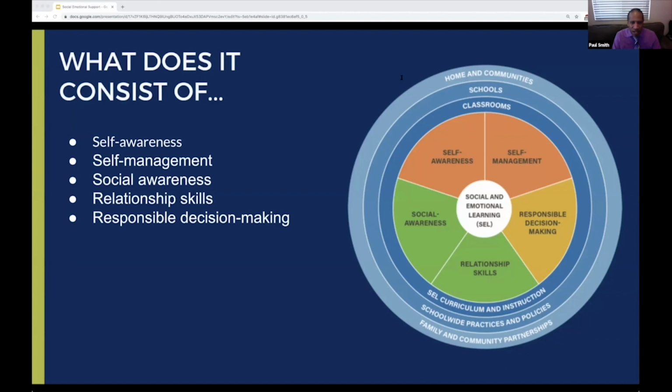The next is relationship skills. This is an integral part in putting all the pieces together, because at this stage they're trying to develop the ability to establish and maintain healthy and rewarding relationships with diverse individuals and groups.